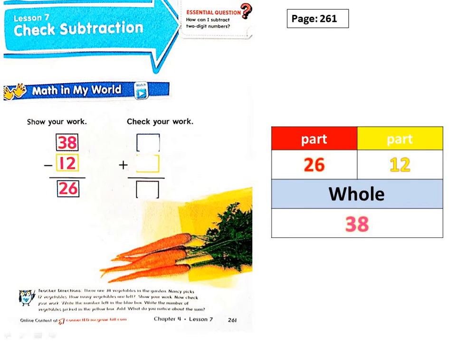So, let's see how we can check if our answer here is correct or not. If we add these two parts, which are 26 and 12. Let's see. This is 26 and this is 12. Let's add them. As you know, we have to start with ones. So 6 plus 2 equals 8. And now we have to add tens. So 2 plus 1 equals 3. So we get 38. It's the same as the whole here.